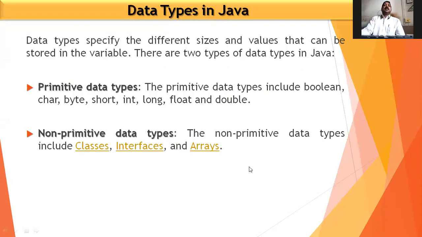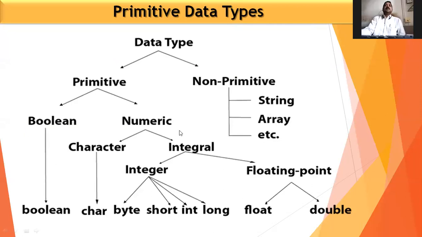The data types, we know, are primitive data types and non-primitive data types. The primitive data types are Boolean, character, byte, short, integer, long, float, and double. The non-primitive data types are classes, interfaces, arrays, and strings. See here, this is the hierarchical structure of data types. One side is primitive, another side is non-primitive, and strings, arrays, interfaces, and classes are available in non-primitive.